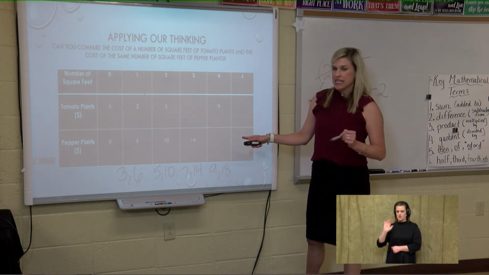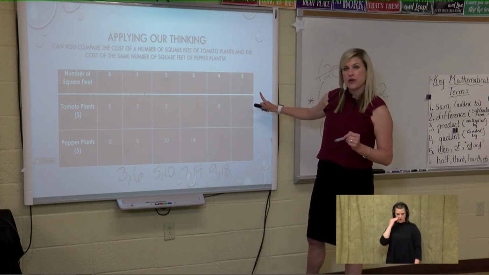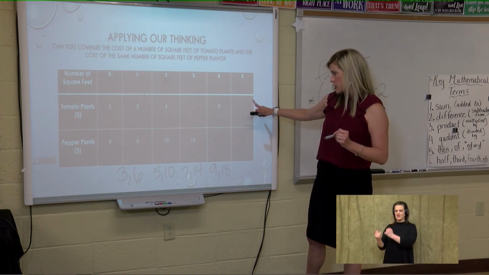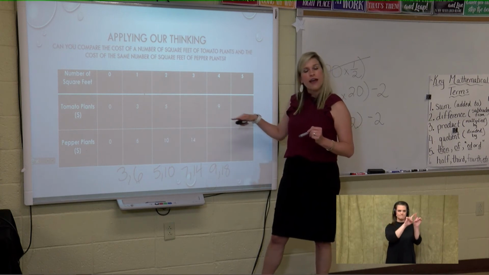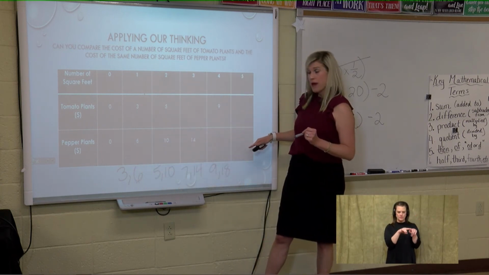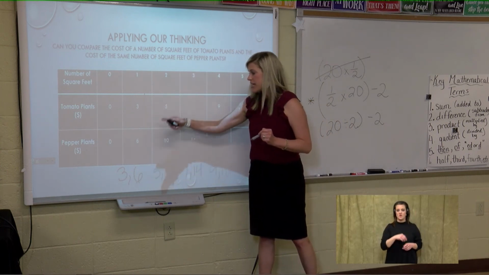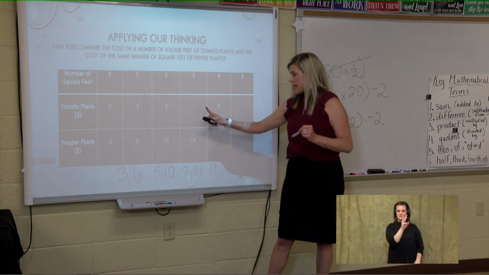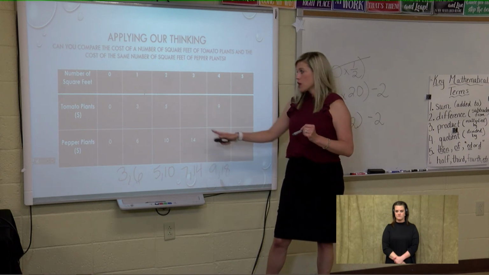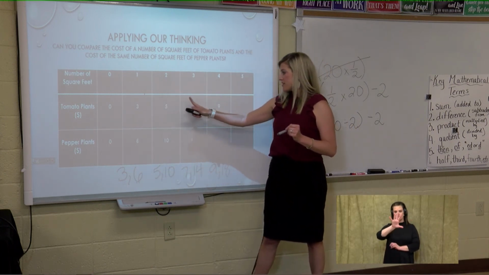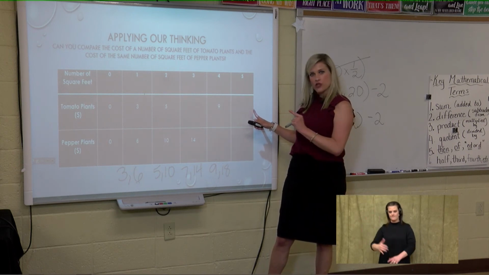So do we now see a pattern? Do we know a rule? If so, can you do this last section here? We can look at different patterns across for tomato plants and also across for pepper plants and also going down. So 3 is half of 6, 5 is half of 10, 7 is half of 14, 9 is half of 18. 3, 5, 7, 9. What would be next in those terms?